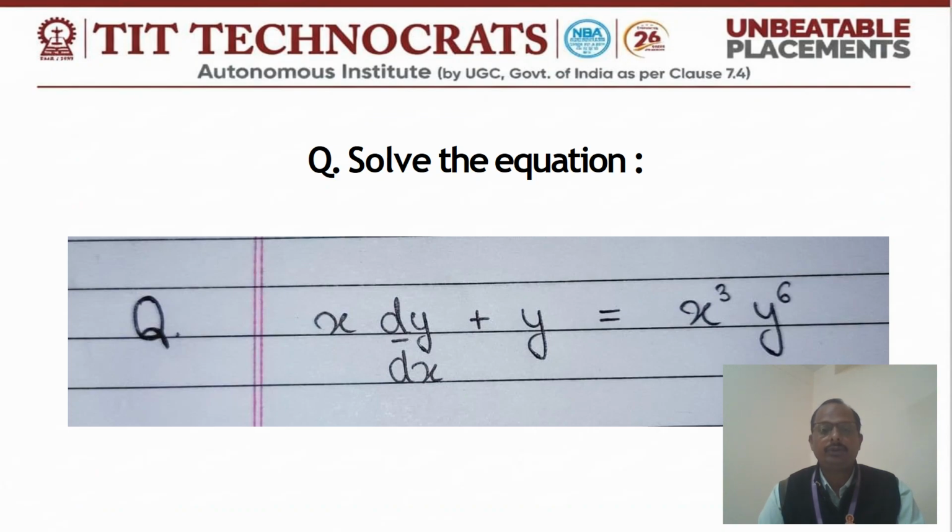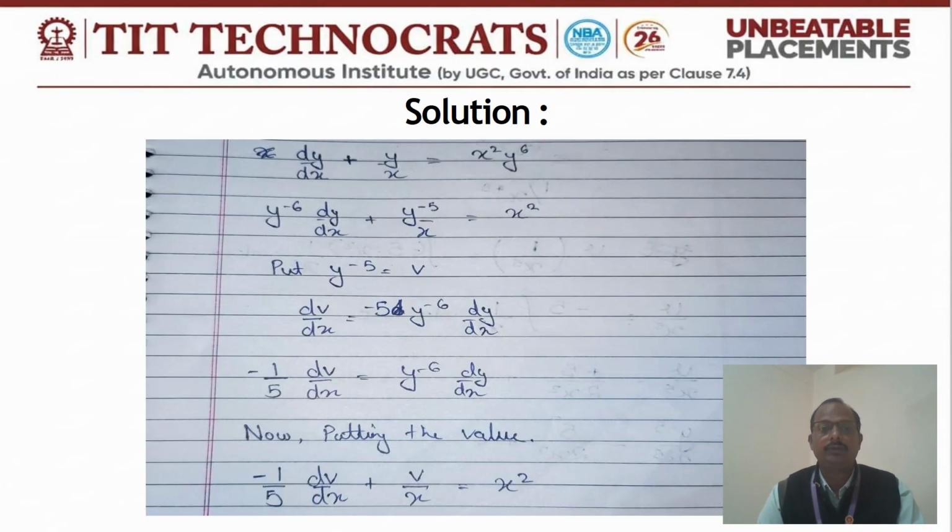Now we have a question: x dy by dx plus y is equal to x cube y to the power 6. We can see that on the right hand side y is to the power of 6. So first of all we have to divide the equation by y to the power 6, or we can say multiply the equation by y to the power minus 6. After making the process, we take y to the power minus 5 equal to v. After the substitution and simplification, in the last line we get minus 1 by 5 dv by dx plus v by x is equal to x square.